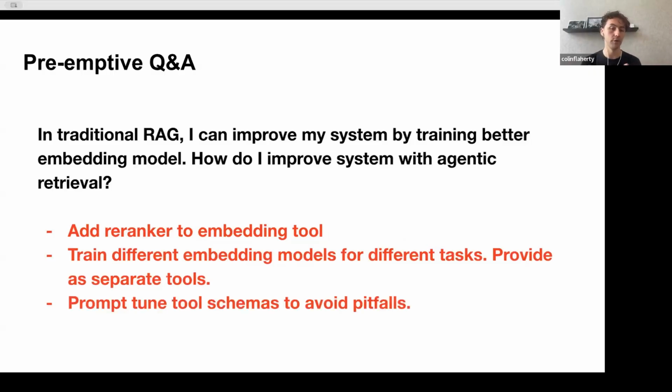You also want to prompt tune your tool schemas to avoid pitfalls. So for example, if we look at our bash tool, which as we saw previously our SWE-Bench agent was using to call grep and find and whatnot, we had to prompt tune it a little to tell it, this is how you use grep, and this is how you use find. And by the way, don't do X and Y regexes because those will be really slow.